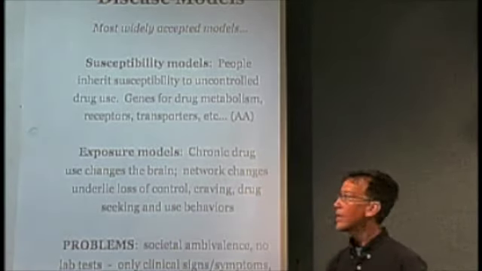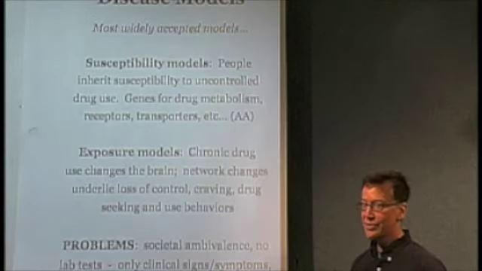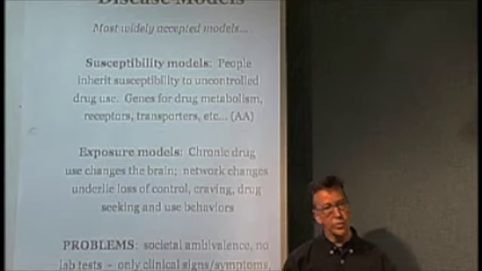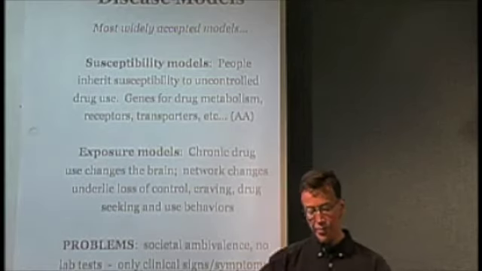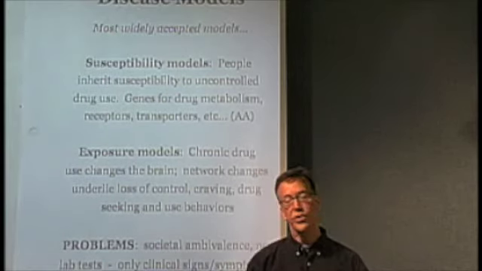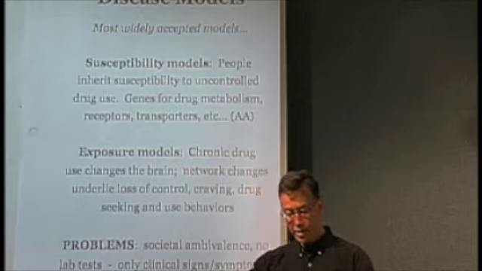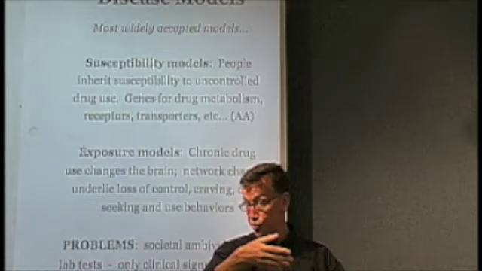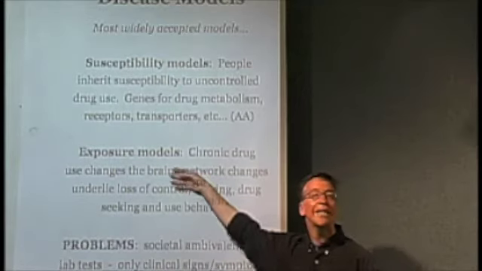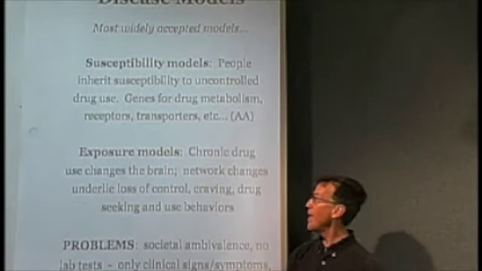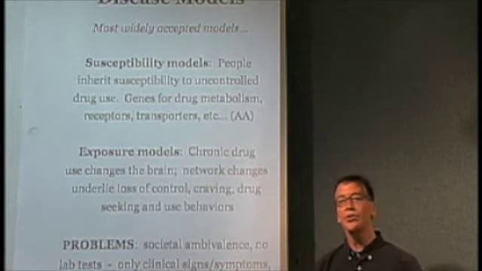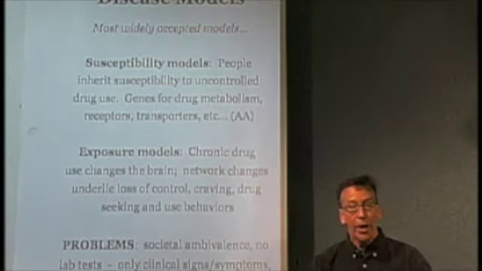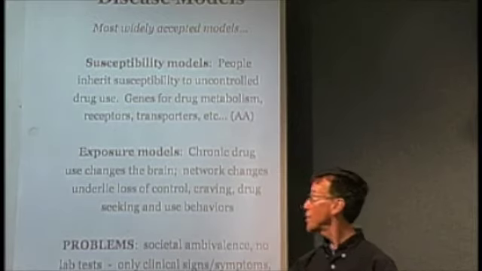A very popular model now, and more widely accepted now, is something known as the exposure model. Or there's a series of these exposure models that have been developed. It's the idea that chronic drug use, taking advantage of these networks and the changes that are instigated by increasing exposure, for example, to stimulation of certain receptors, will change the brain, actually. And these network changes will underlie the loss of control, the craving, the compulsive use, the persistent use.